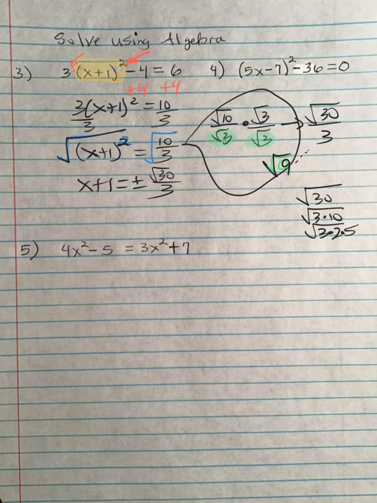That was just to simplify the radical. Now we have to subtract 1 from both sides. And that's going to give us x equals -1 plus and minus the square root of 30 over 3.